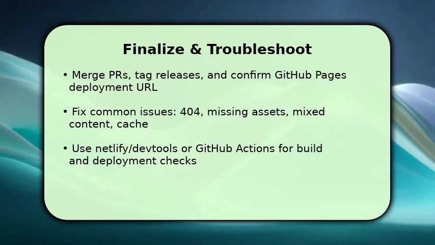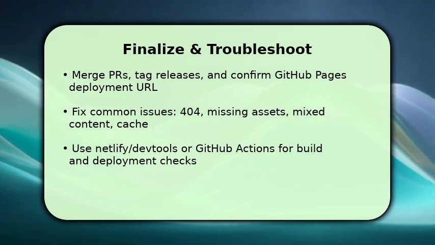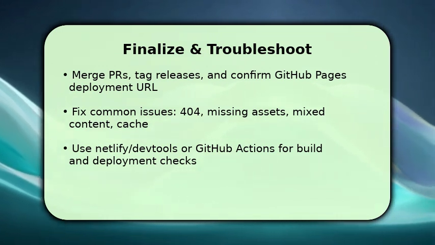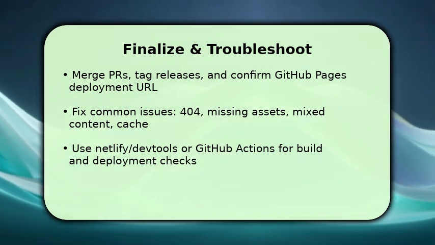Once complete, consider adding a GitHub Actions workflow to automate builds and tests so future changes deploy smoothly. This prevents repeated manual fixes and speeds iteration.